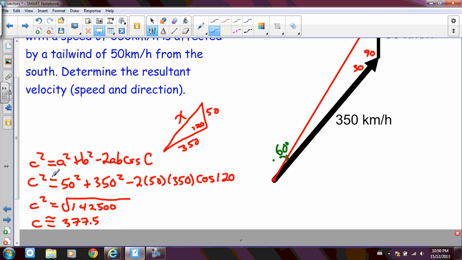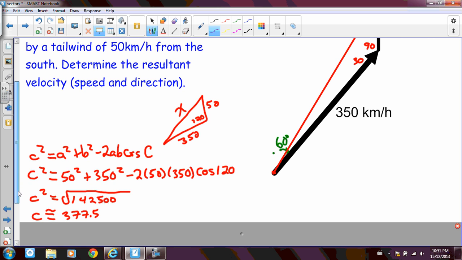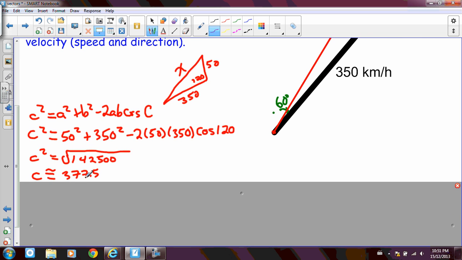Okay, so finishing up here, A and B are 50 and 350 respectively. Again, whichever order doesn't make a difference. Cosine of 120 is the angle we're looking for, so cosine of 120. And when we work it out, we find that C is approximately 377.5 kilometers per hour. So that's the speed that we're traveling.